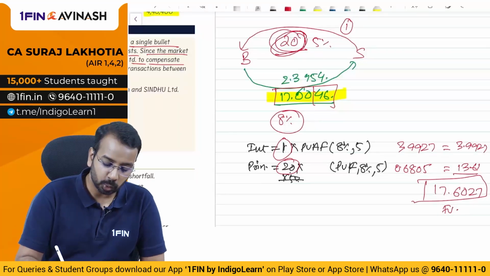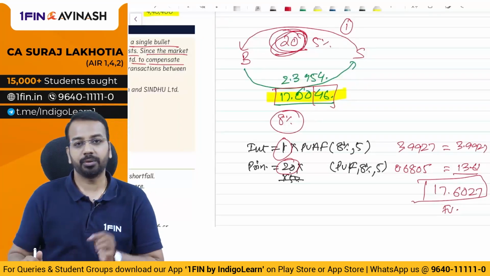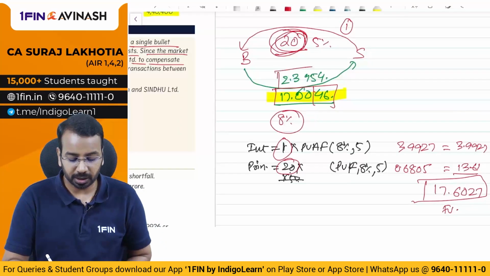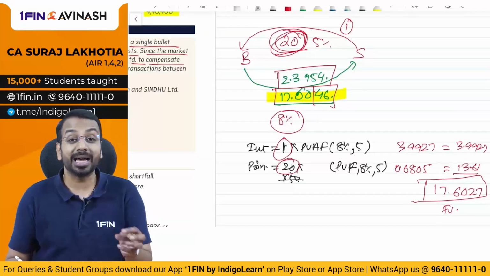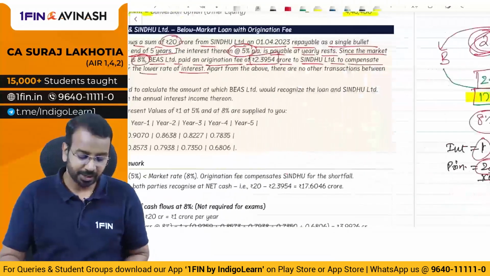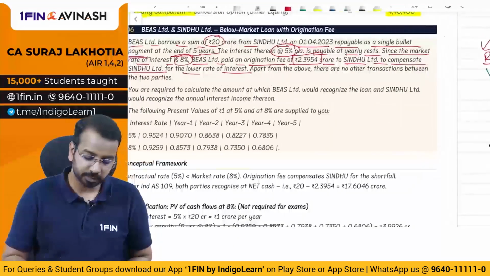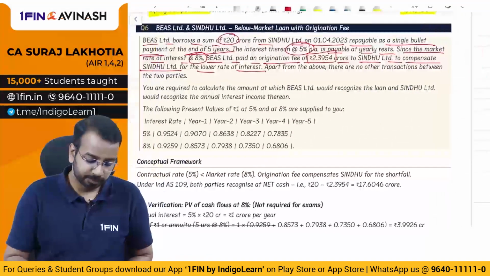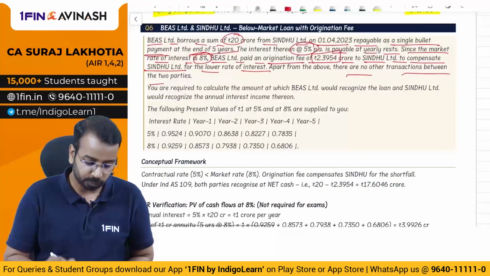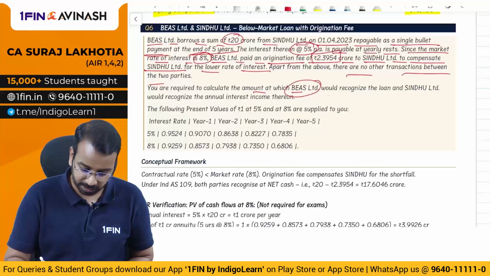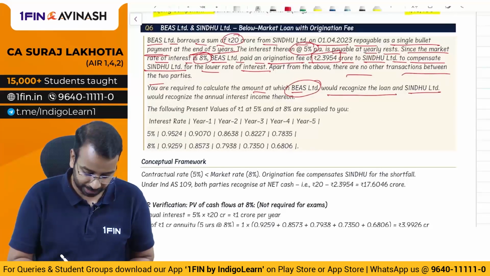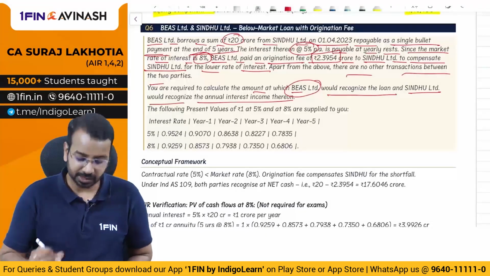But because B has taken a loan of 20, as I said, you pay back 2.3954 maybe as processing fees, alright, 2.3954, okay. There are no other transactions between the two parties. Calculate the amount at which B will recognize the loan and recognize the annual interest income thereon.